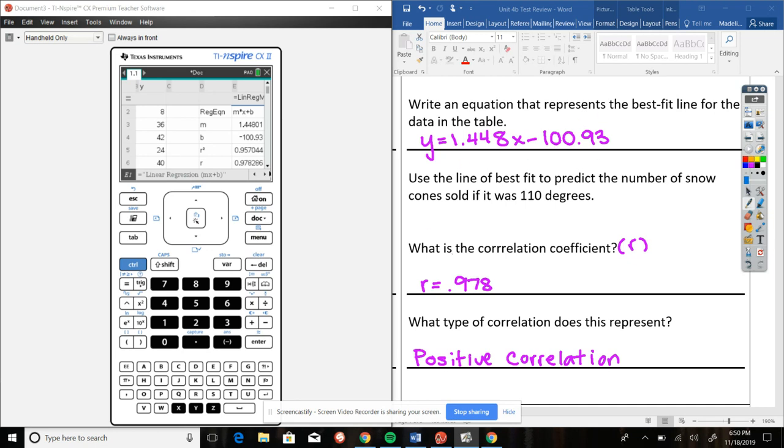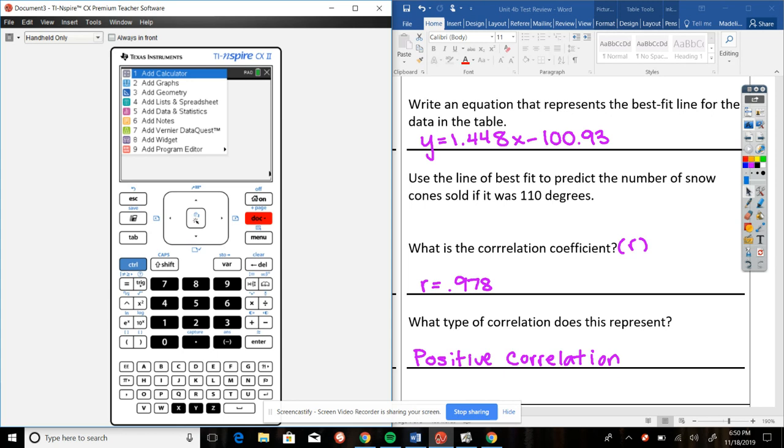Now up here, it wants us to use the line of best fit to predict the number of snow cones sold if it was 110 degrees. So this is where we're going to hit Control Doc so we can add a new page. We're going to add a calculator. And we're going to put F1, so it should make it bold. Then in parentheses, we put whatever it's looking for. So here it says 110 degrees, so I put 110, close parentheses. Once you have that, press enter, and this is our answer.